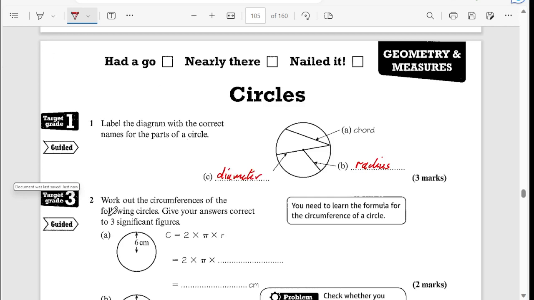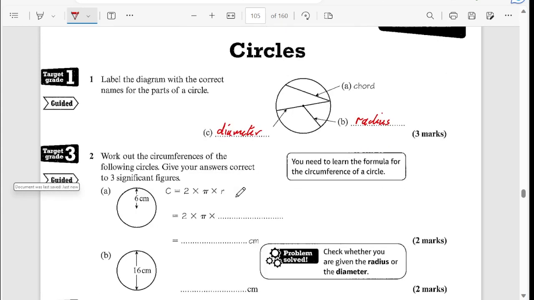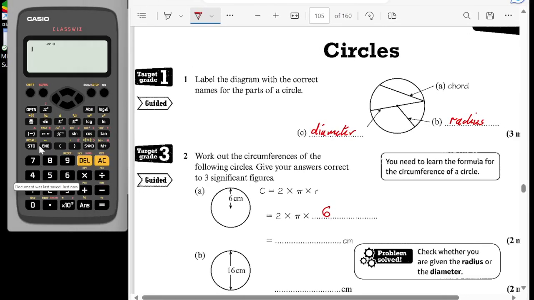Okay, question 2. Work out the circumference of the following circles. Give your answer correct to 3 significant figures. For this one, we've got the radius, so we use the formula circumference is equal to 2 times pi times r. So in this case, it's going to be 2 times pi times 6. And we'll bring our calculator in at this point. So I'm just going to type it in just like that. So 2 times shift, and then this times 10 to the x, which you can see in yellow just above pi, times 6.